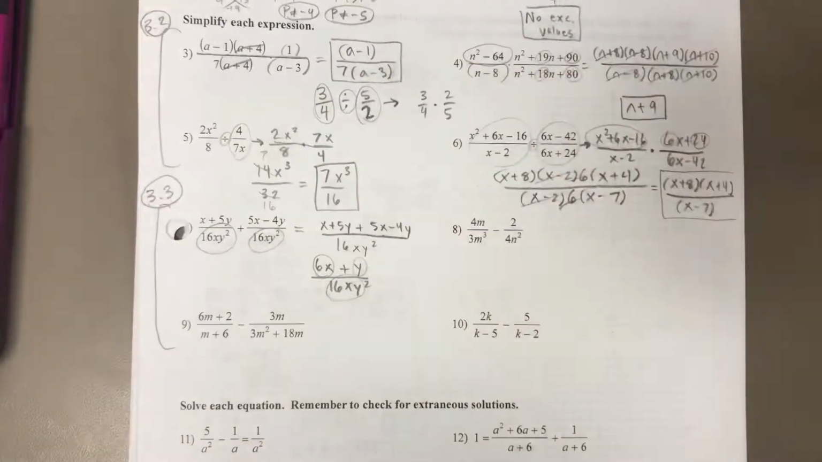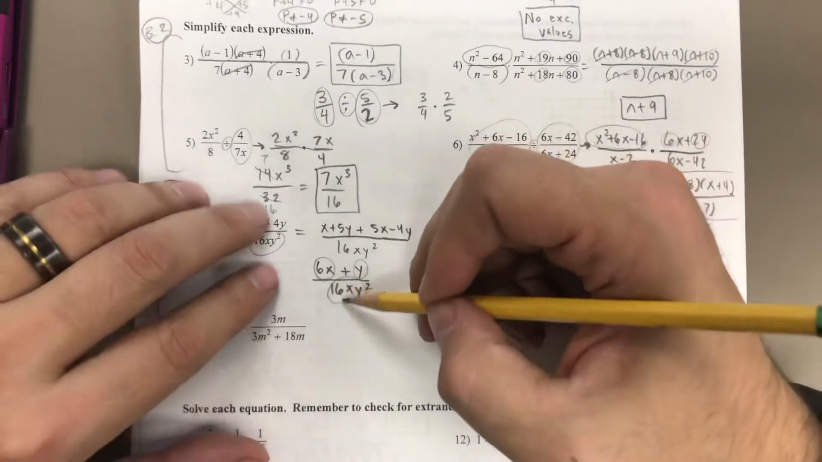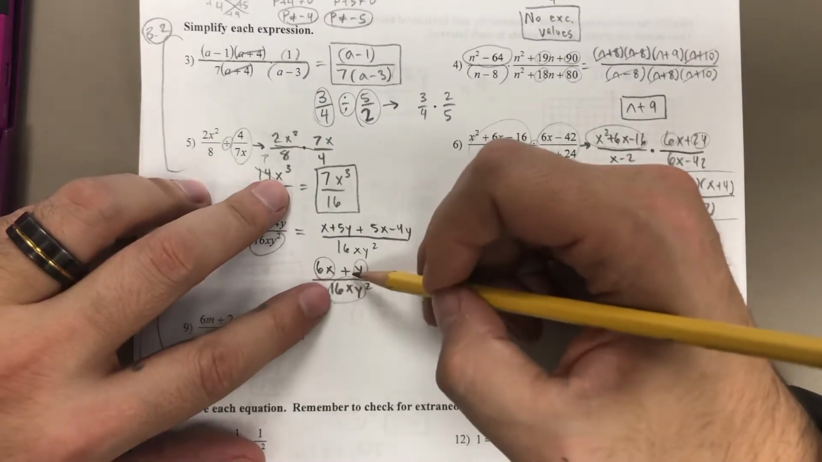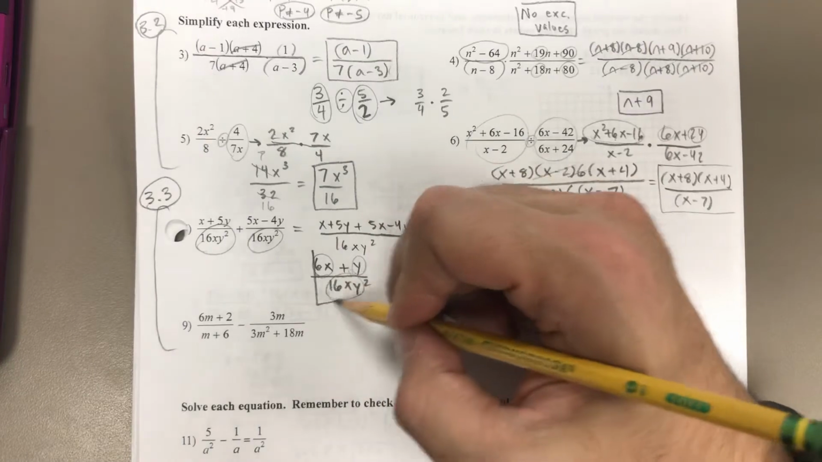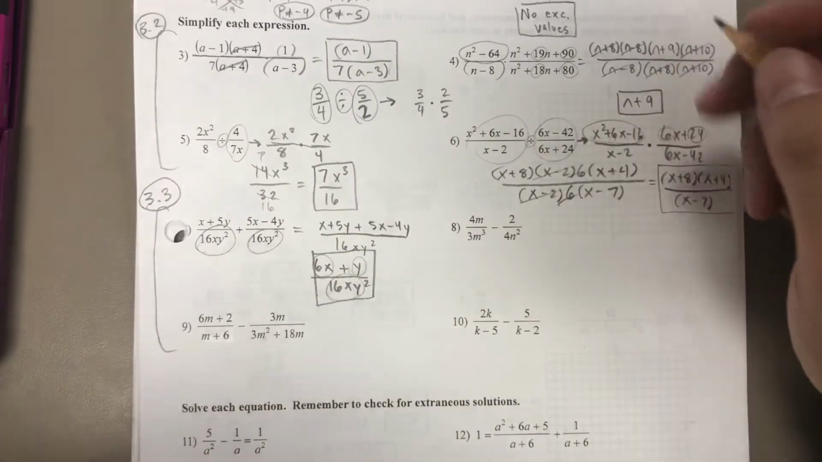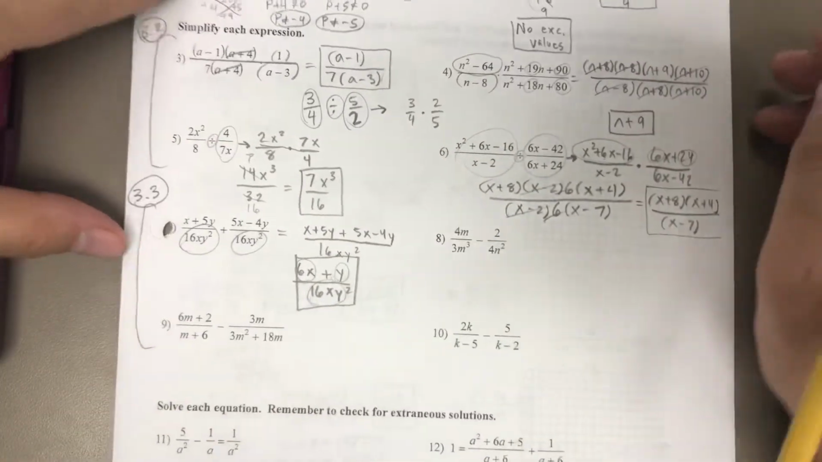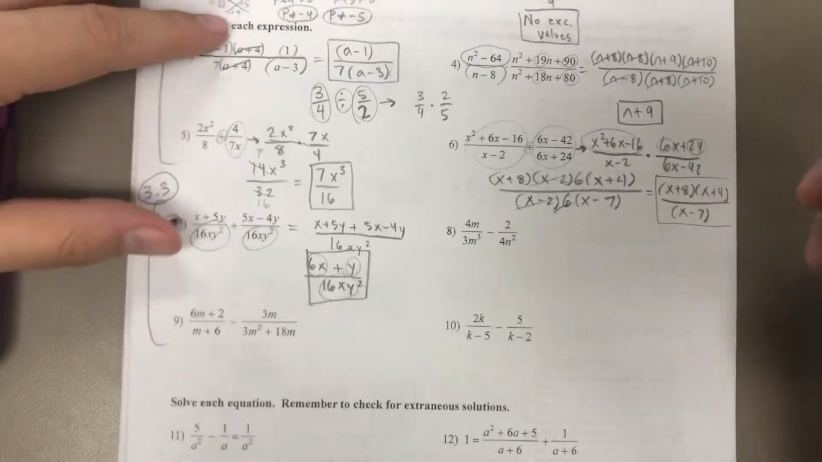But since I don't have x's or y's, I can't really do that. In fact, even the 16 and the 6 can't be reduced any further because there's no number other than 1 in front of the y. So this is our simplified expression. That's as simplified as it gets. All right, so that's the easy one when you have the common denominator.